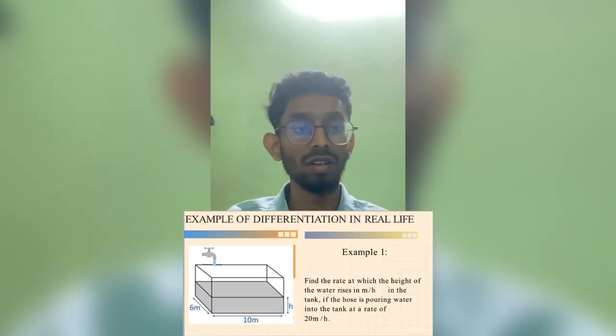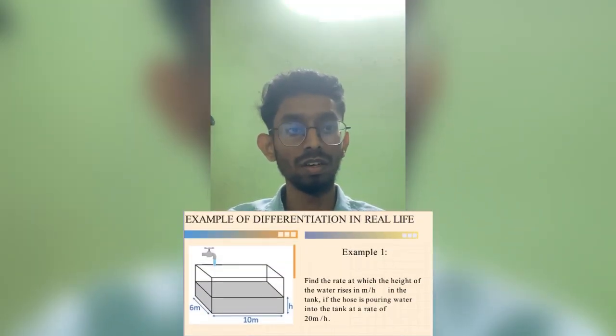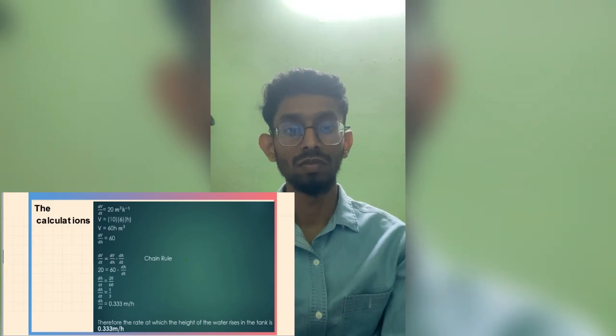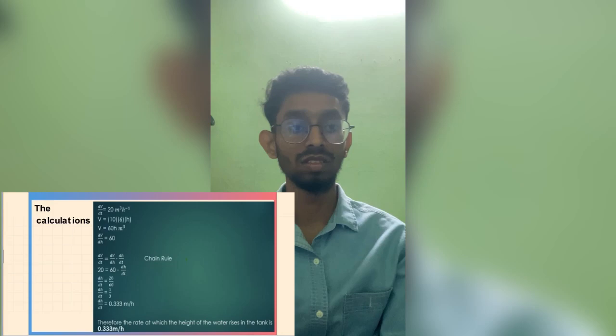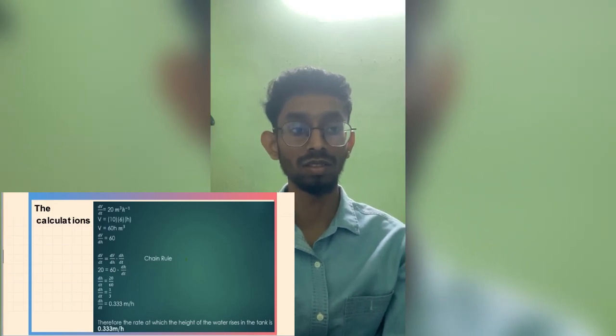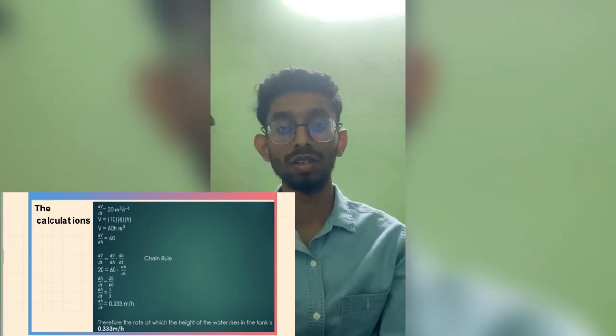For example, in a differentiation real life question: find the rate at which the height of water rises in a tank when pouring water into the tank at a rate of 20 m³ per hour. Here is the answer: dV over dt, using the chain rule method. Therefore, the rate at which the height of water rises in the tank is 0.333 m per hour. That is the answer.